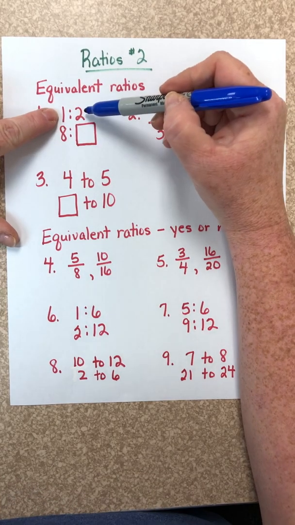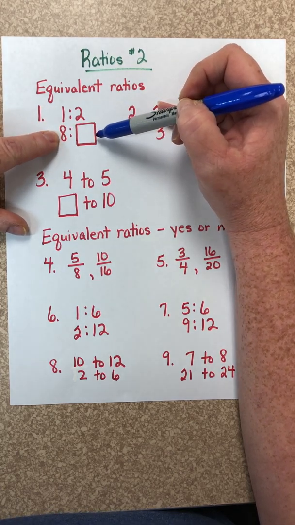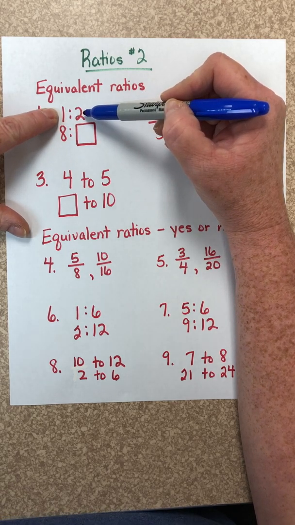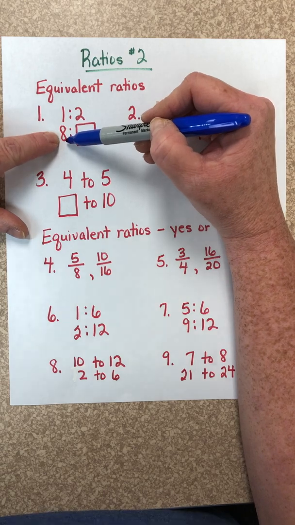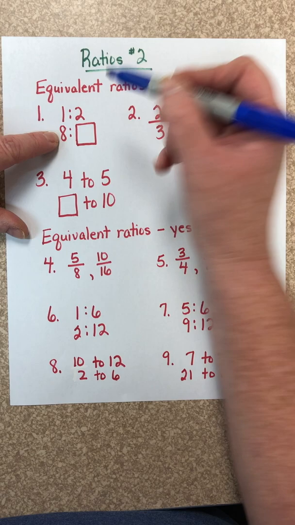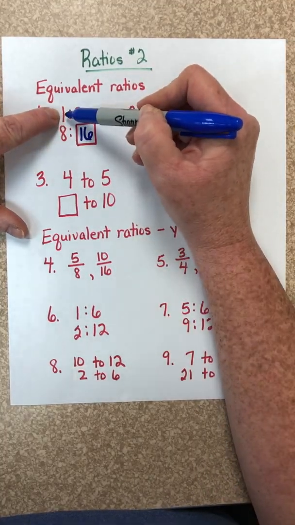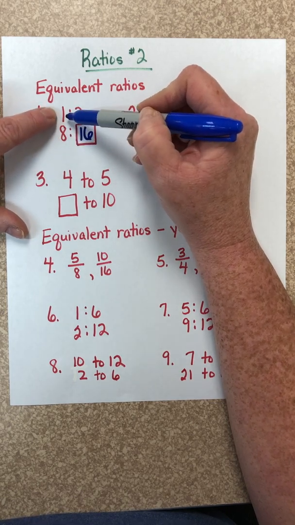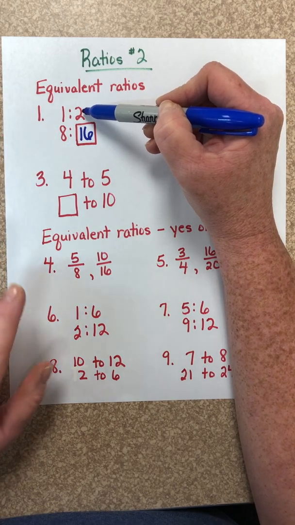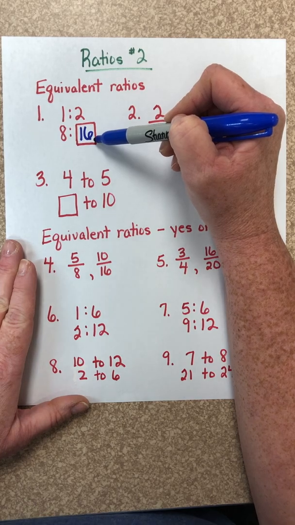Notice we have 1 to 2 and 8 to something. So we can do this a couple ways. We could say, what do I do to 1 to get a 2? Well, I can times by 2. So then I take 8 and do the same thing. 8 times 2 is 16. Or I can do, what do I do to 1 to get to 8? Well, 1 times 8. So then I have to do the same thing to 2. 2 times 8 is 16. Either way, you get the same answer.